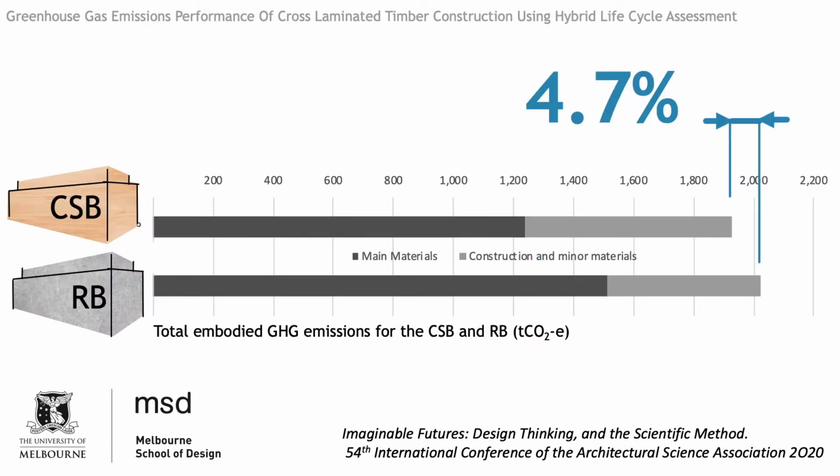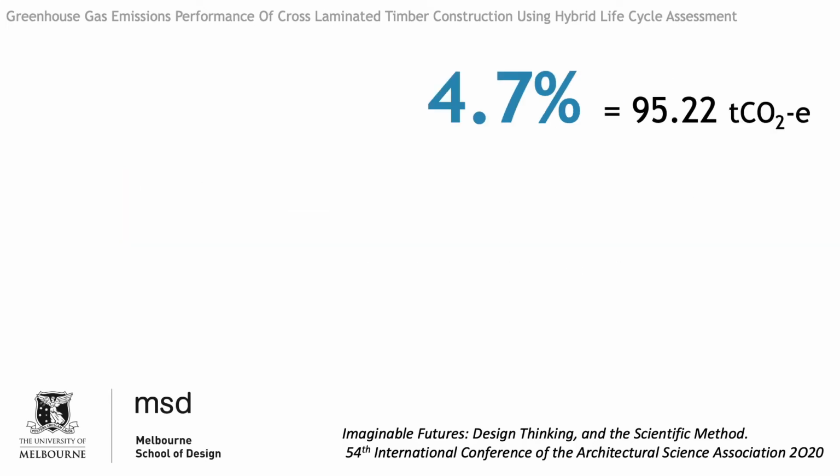Regarding the final result, the difference in total embodied greenhouse gas emissions for the CSB and the RB for stage A1 to A5 is 4.7% in favor of CLT construction. Now, this difference might look small, but it represents a saving of 95.22 tons CO2 equivalent.